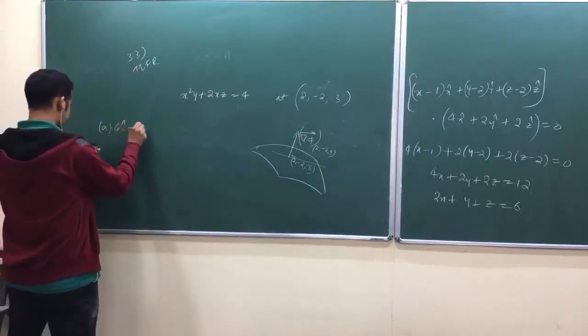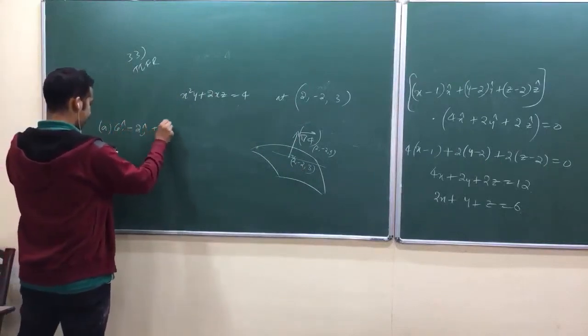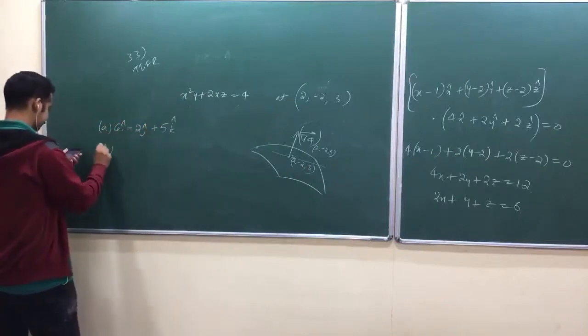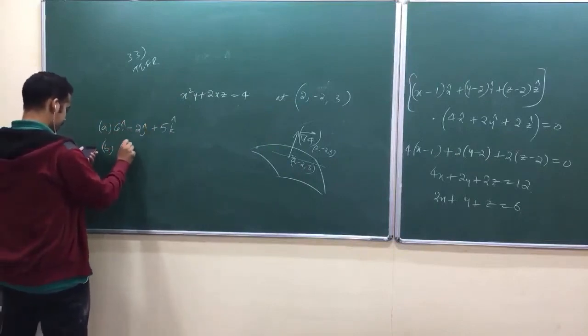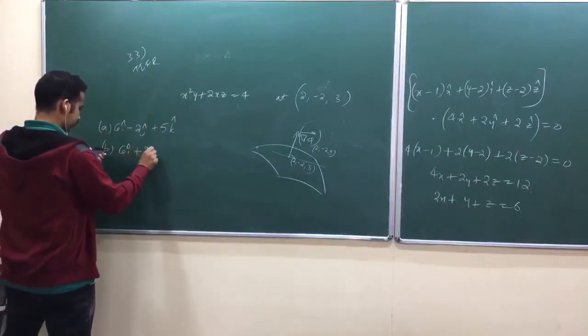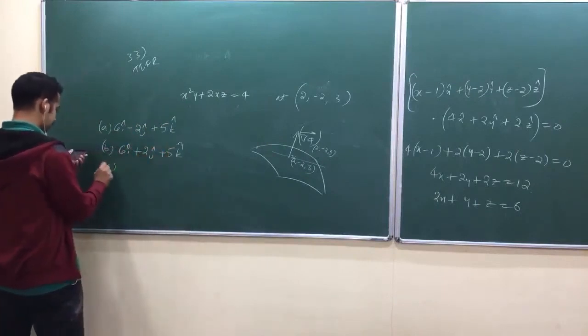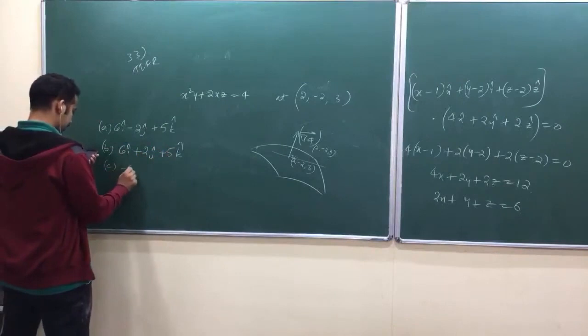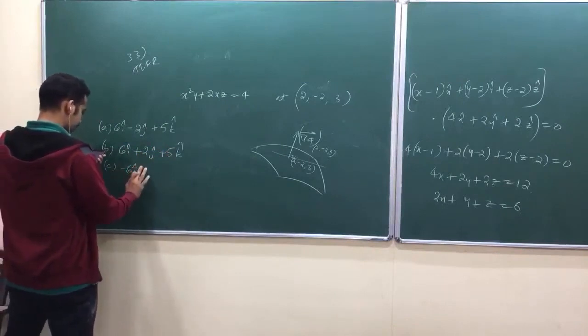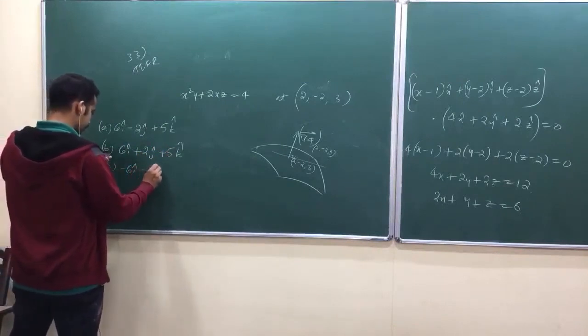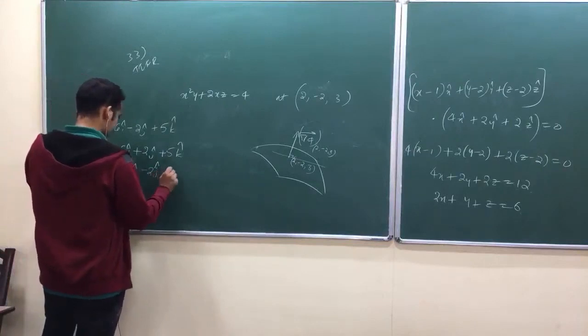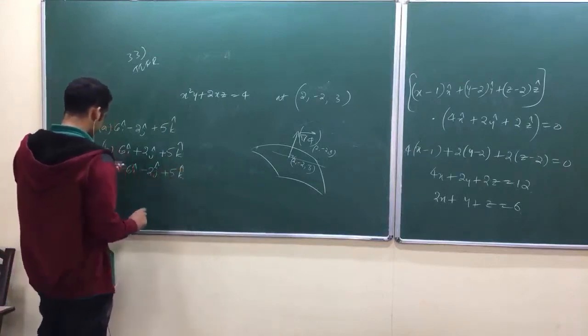Option A: 6i cap minus 2j cap plus 5k cap. Option B: 6i cap plus 2j cap plus 5k cap, okay? Option C: minus 6i cap minus 2j cap plus 5k cap.